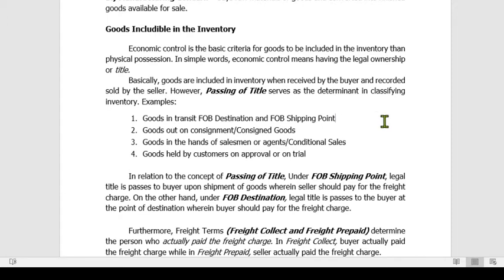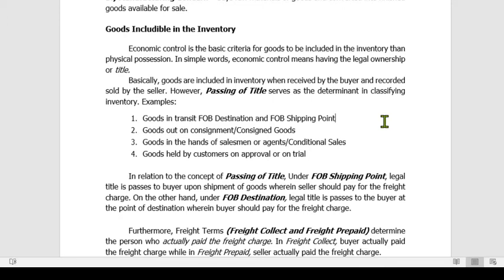Let us look at the examples. 1. The goods in transit, FOB destination and FOB shipping point. So there are conditions. We already have discussed this, I think, in the previous chapters, yung appreciation of what FOB destination is and what FOB shipping point is. Next, the goods out on consignment or mga consigned goods. Ano ba yan? Paano pag-account dyan? Kapag ikaw ay ang consignor at pag ikaw naman ang consignee.